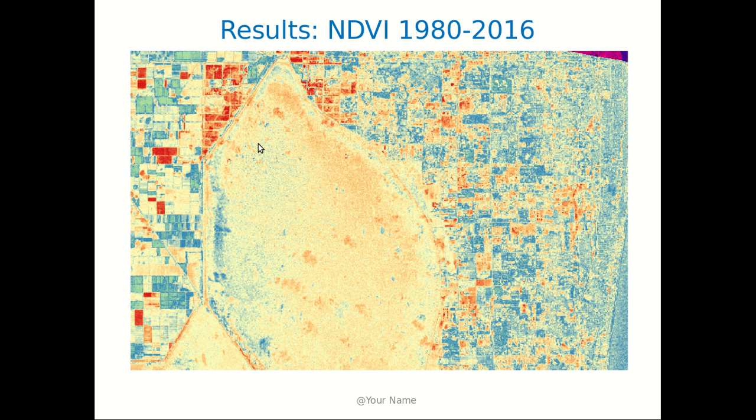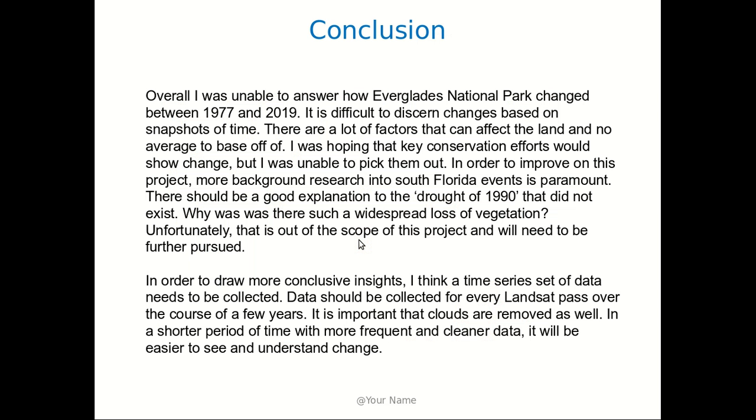Here's the NDVI data. Again, you can see lots of changes outside. Inside the park looks fairly the same. On the right side you can see a little bit more red, and on the left side you can see a little bit more blue, but there's no big changes that seem to have occurred or information to draw between these two dates. So in conclusion, I was unable to answer how the Everglades National Park has changed.